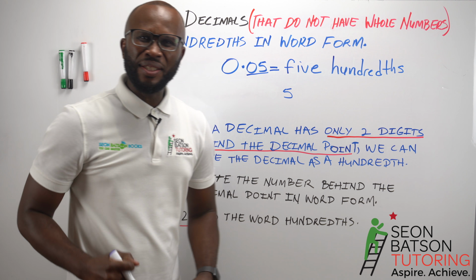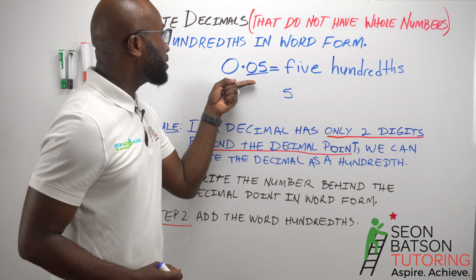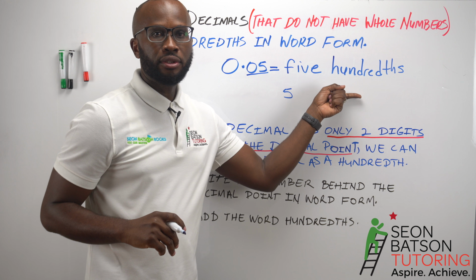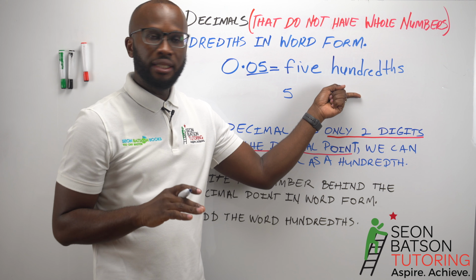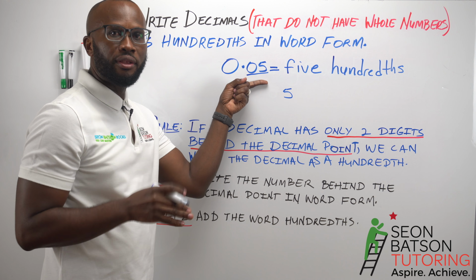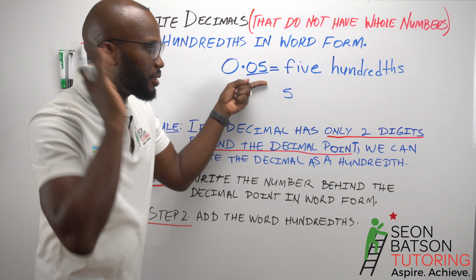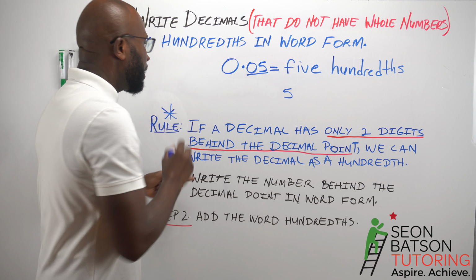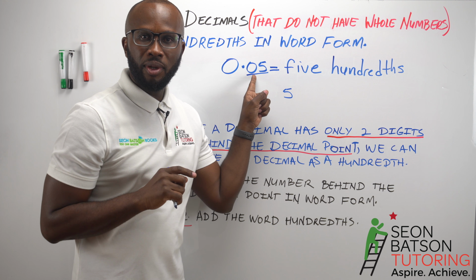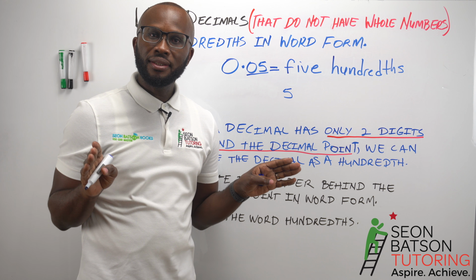Let's get it. Let's go. So if we were to see 0.05, we will say 5 hundredths, or we would write 5 hundredths. Get the idea? Super! Now again, why were we able to write this decimal as a hundredth? Very good. Because of the general rule here, there are only 2 digits behind the decimal point. So far, so good? All right.